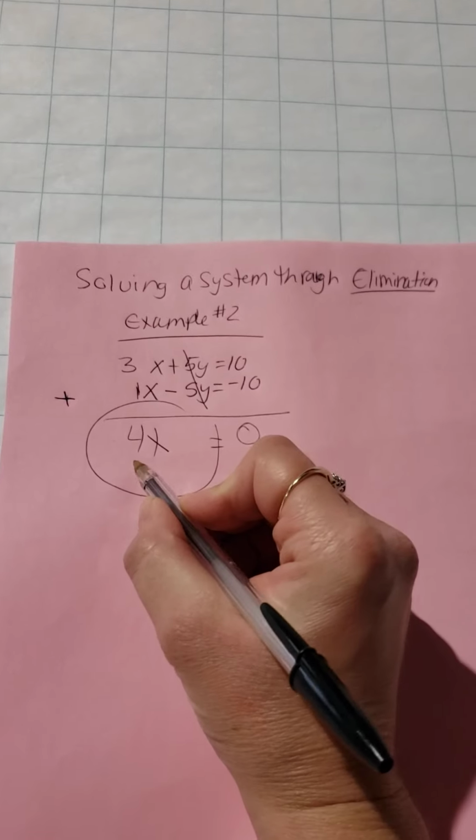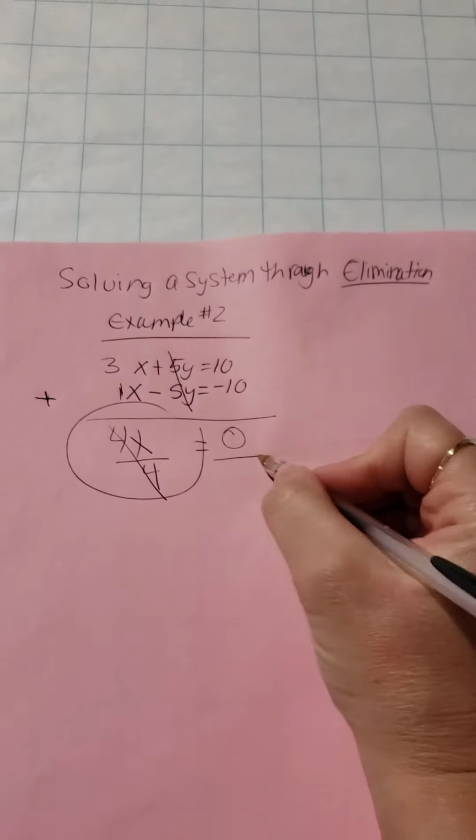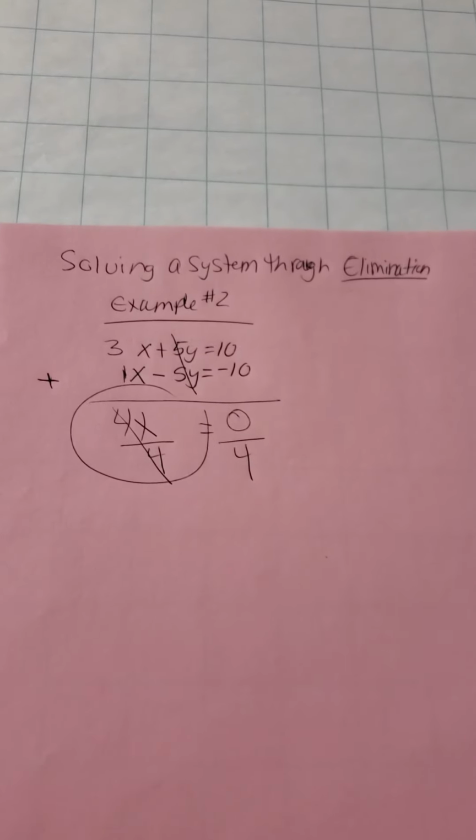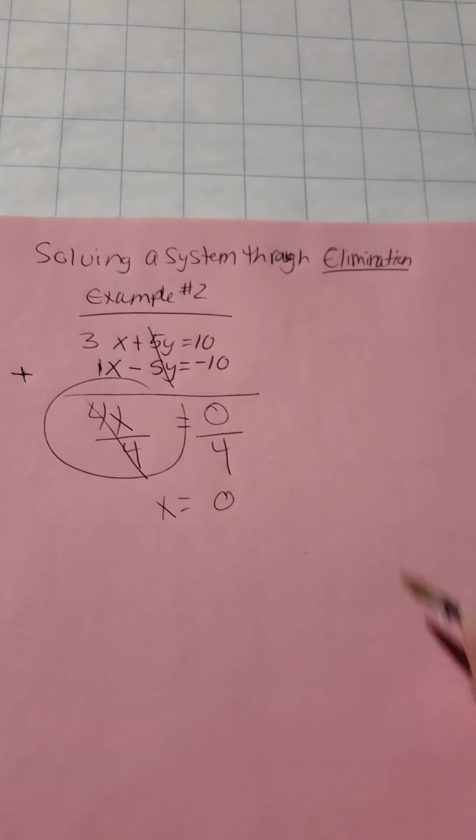Okay? And then solve. So how do you get rid of this 4, right? So we can get x alone. We divide because it's attached through multiplication. Divide by 4, but that means you have to divide by 4 over here. And 0 divided by 4 is 0. So now we know x equals 0.